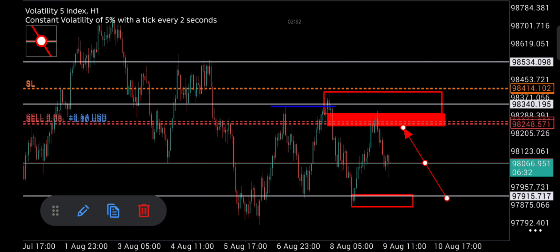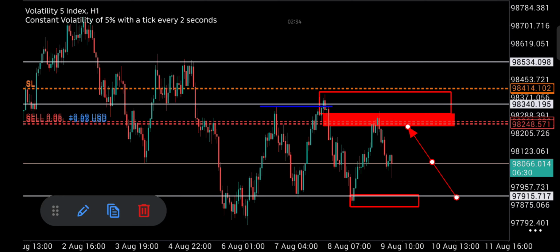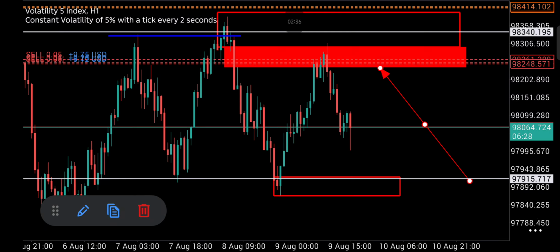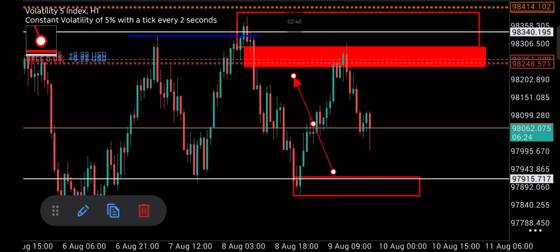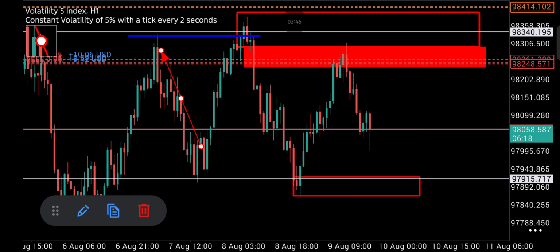So I started looking for a point where I will enter the market. After zooming in, I found this order block, and this candle that swept this particular liquidity right here. So I found this order block and I mapped it out.